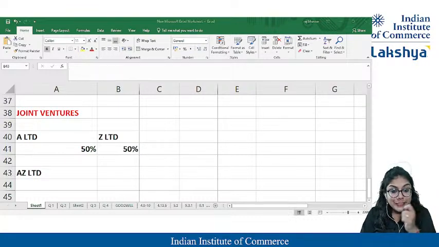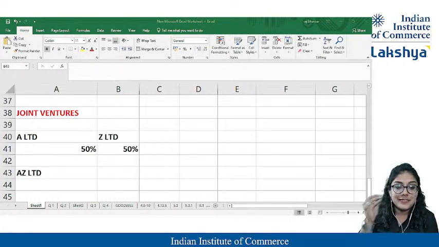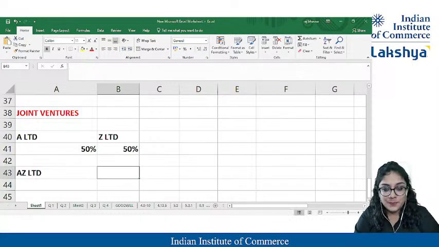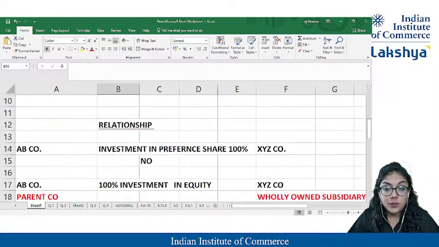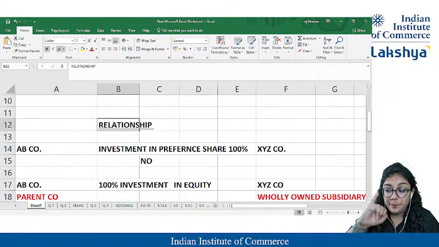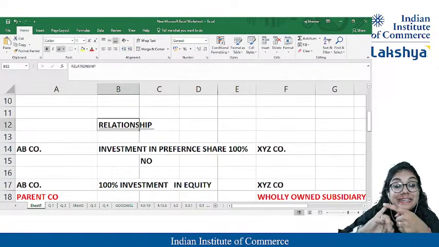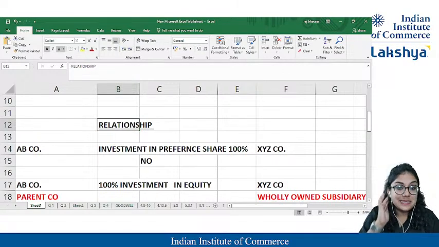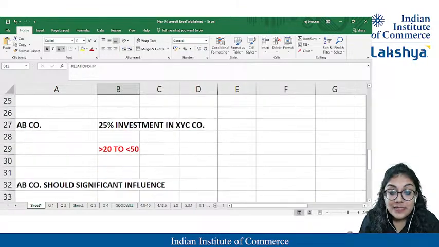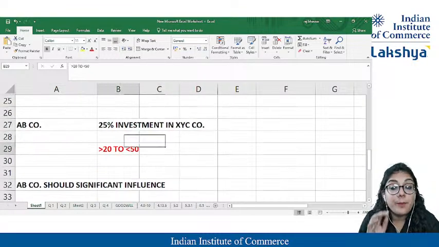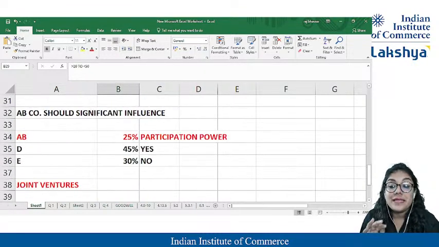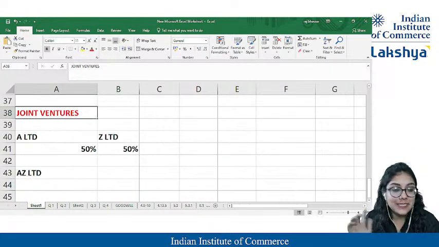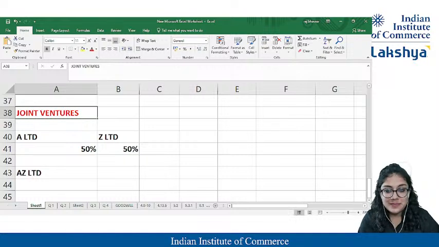So when I enter into an agreement with 50%, that is nothing other than a joint venture. I hope you understood JV also. So by now we have covered the first relationship between parent and subsidiary, parent and wholly owned subsidiary. Then we have understood the concept of the associate. If it is more than 20 but less than 50, it is an associate. Then we understood something about JVs, that is joint ventures, if it is 50%.